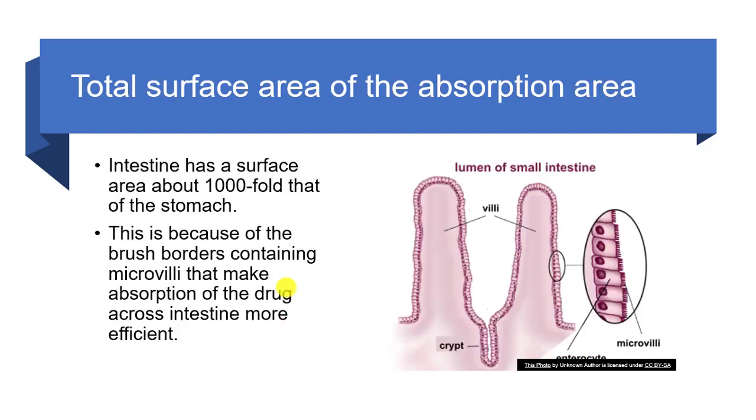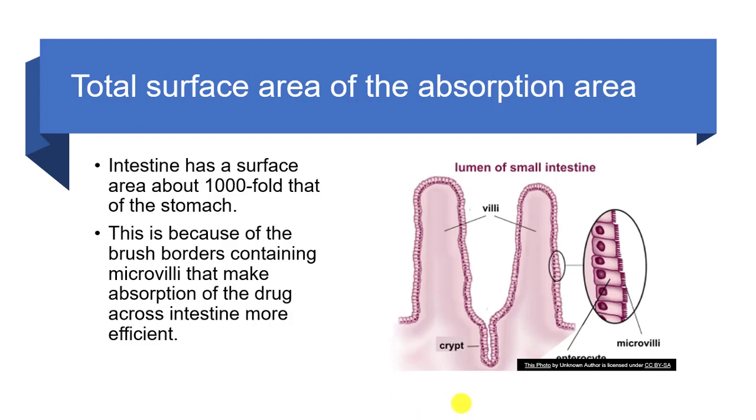If I move to the next slide, the total surface area also affects the absorption of a drug to a particular area. We see that usually intestines have much more surface area as compared to other organs or other parts of the body, because they have these villi, these little hair-shaped structures, and they provide a large amount of surface area to the intestine. Therefore, the intestine has much more capacity to absorb drugs.